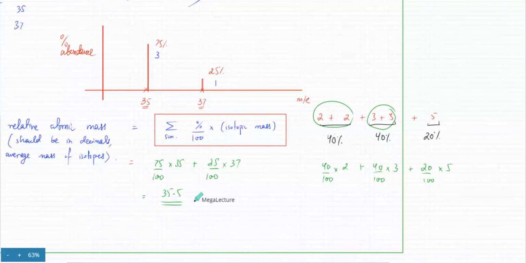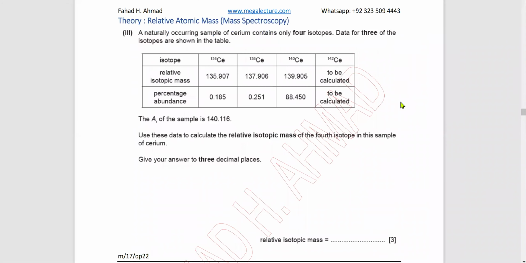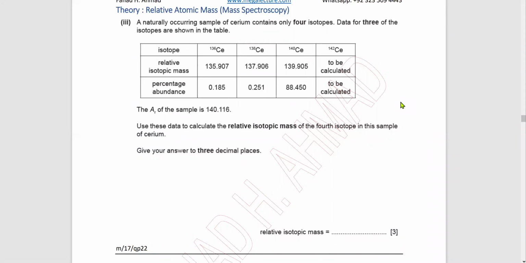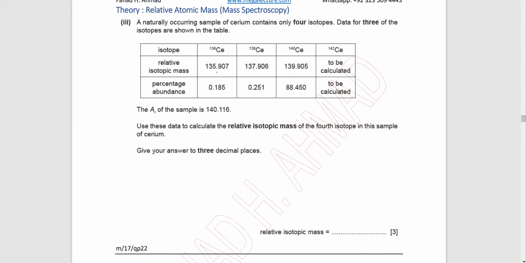We're just going to do a couple of questions. They're over here. Now, the questions would be, for example, look at this question. This is one example question, and you're given isotopic masses. So let's try and solve this.